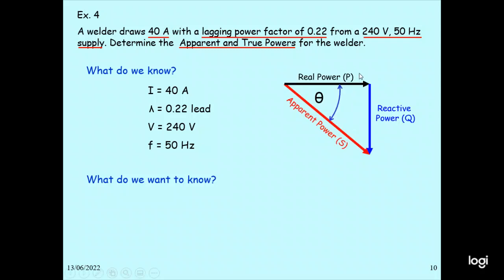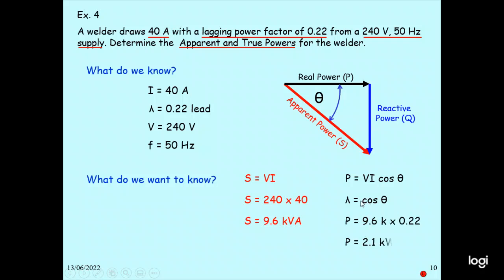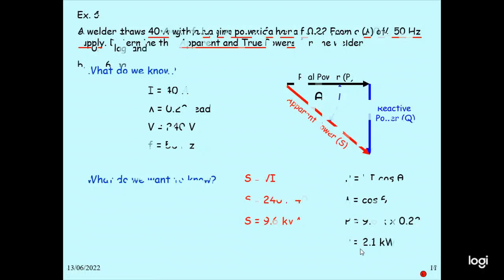So this is the real power triangle. This is theta, apparent power. This is reactive power. So S equal to VI, you got S equal to 240 into 40, 9.6 kVA. P equal to VI cos theta. So the power factor is cos theta. P equal to 9.6 kVA multiplied by 0.22, you got 2.1 kilowatt.